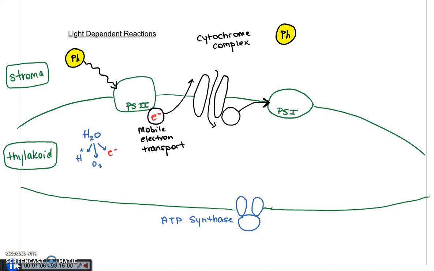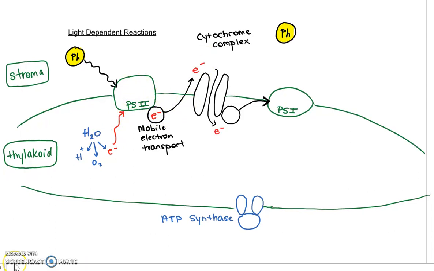The plant gets the water from the roots, brings it up to the leaves where photosynthesis is taking place. Now photosystem 2 is going to split the water into hydrogen, oxygen gas, and free electrons. This electron is going to move to replace the electron that was excited and taken away by the mobile electron transport. So on its way to photosystem 1, this electron travels through the cytochrome complex.